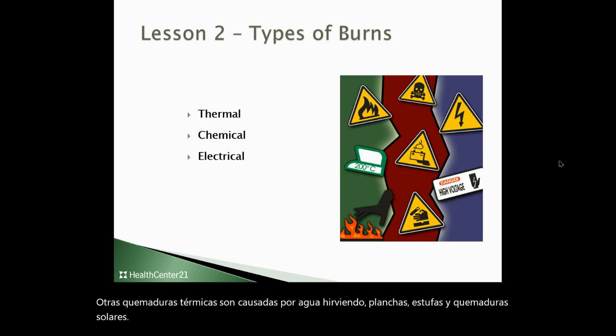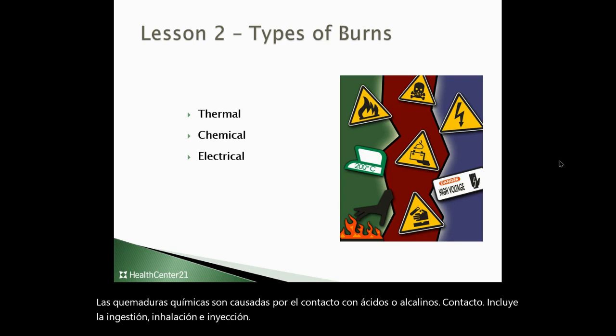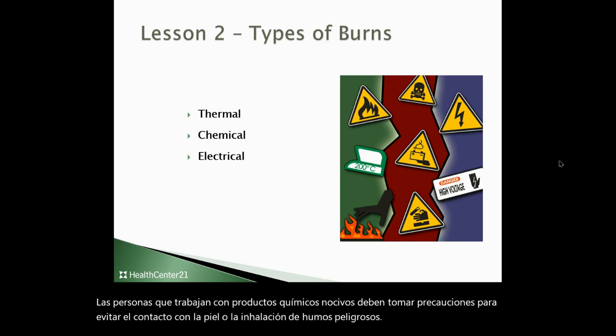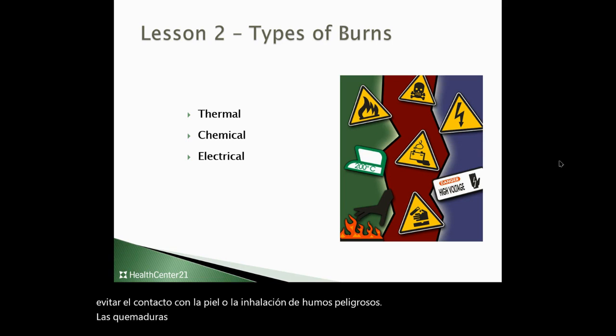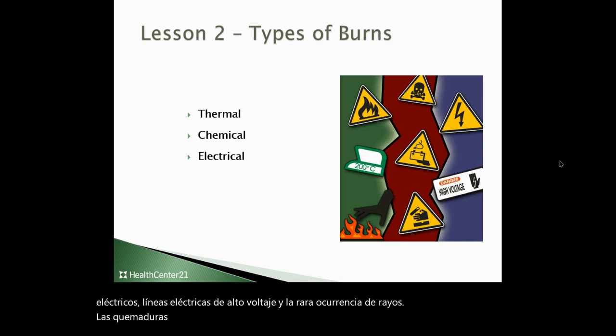Chemical burns are caused by contact with acids or alkaline. Contact includes ingesting, inhalation, and injection. People who work with harmful chemicals must take precautions to avoid contact with the skin or inhalation of dangerous fumes. Electrical burns are caused by faulty electrical wiring, chewing on electrical cords, high voltage power lines, and the rare occurrence of lightning strikes. Electrical burns can pose a unique problem for healthcare workers.